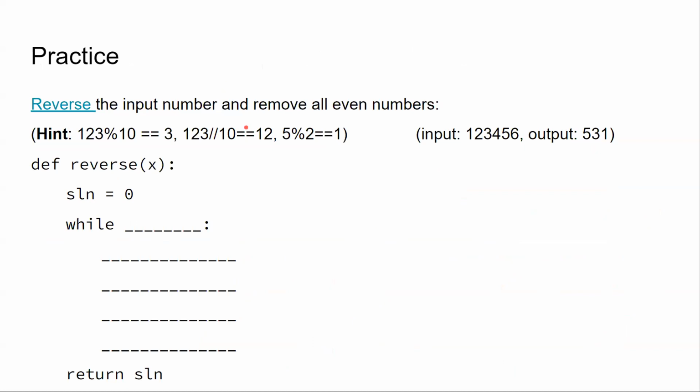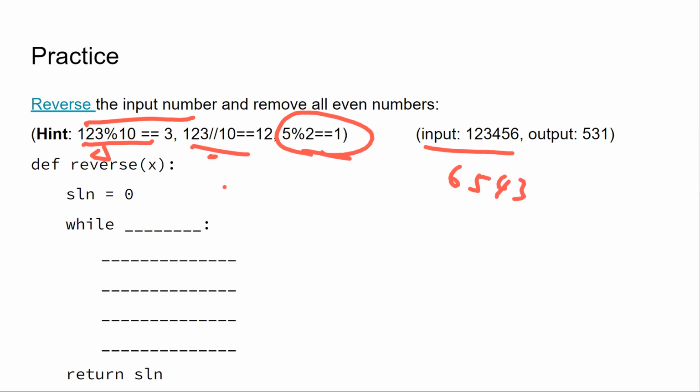So the hint is, 123 mod 10 gives you the last digit, and 123 floor divided by 10 gives you every digit except for the last digit. And this is how you check if it's an even or odd number. The input is 1, 2, 3, 4, 5, 6. You want to reverse the input number, from 6 to 1, so 6, 5, 4, 3, 2, 1. You then remove all even numbers. We don't have this, we don't have this, we don't have this. So it's 5, 3, 1.